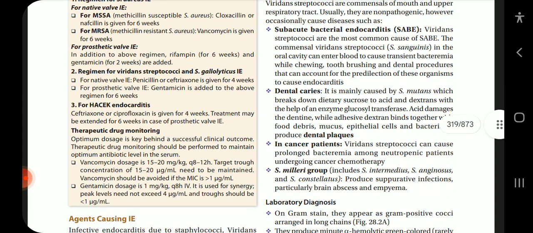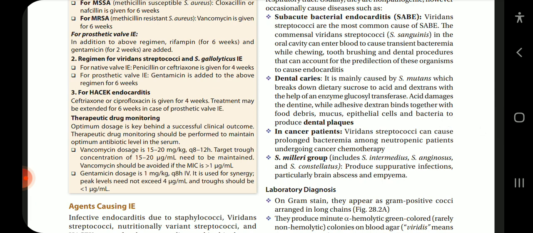While the regimen for viridans streptococci includes, for native valve infective endocarditis, penicillin or ceftriaxone for 4 weeks. For prosthetic valve endocarditis, gentamicin is added to the above regimen for 6 weeks. For HACEK endocarditis, ceftriaxone or ciprofloxacin is given for 4 weeks. Treatment may be extended to 6 weeks in case of prosthetic valve endocarditis.